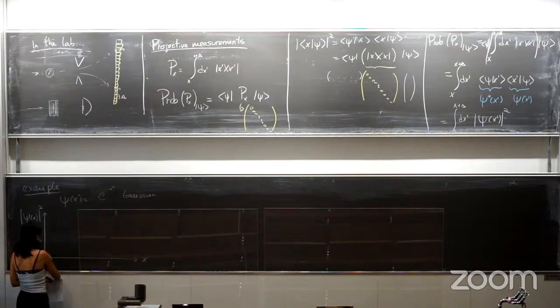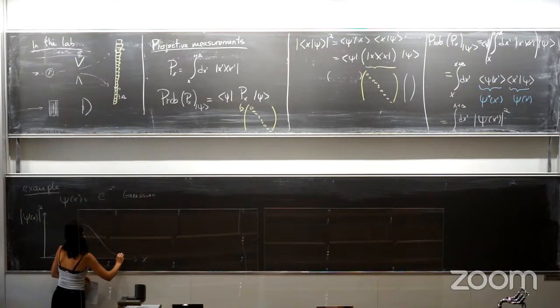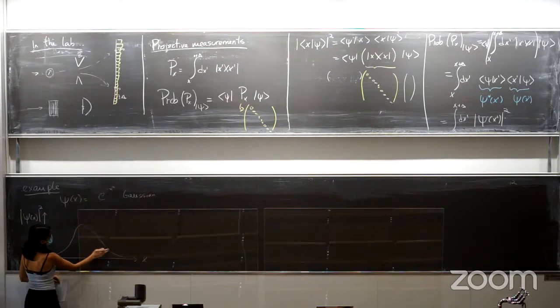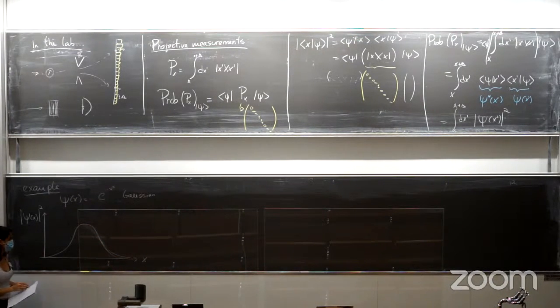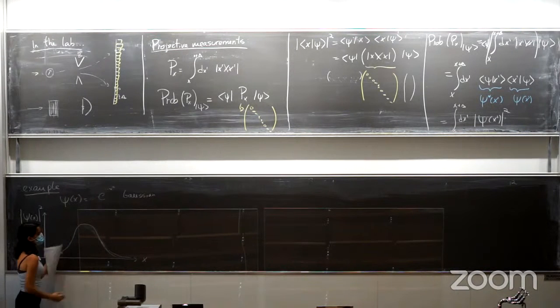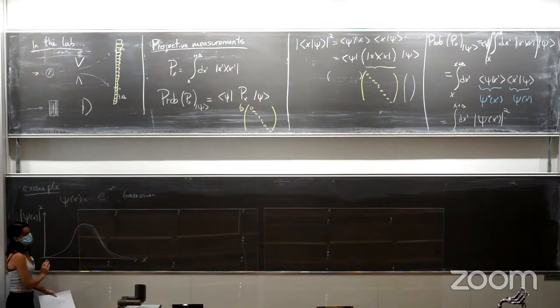So in this case, it will look like this, perfectly symmetric, as you see, okay? So it looks like something like this, and it will be more or less narrow, depending on the parameters of the Gaussian. And this whole area under here is 1, because that's a normalization condition.